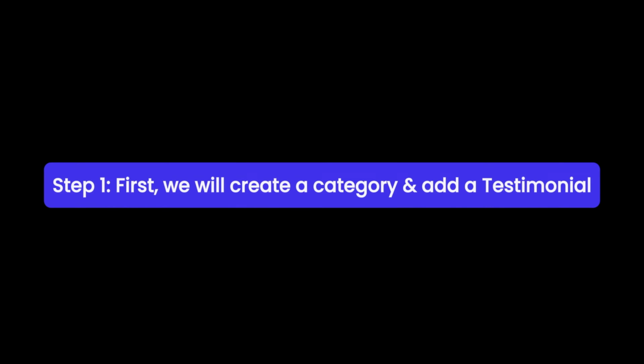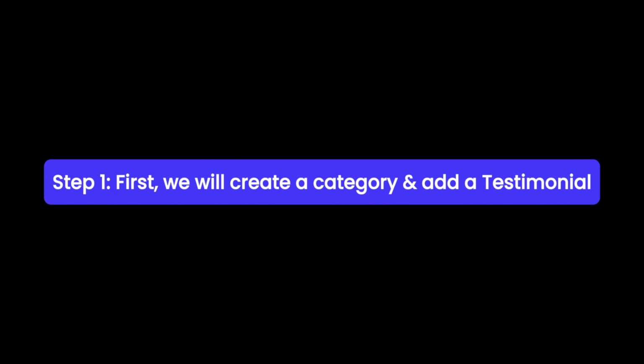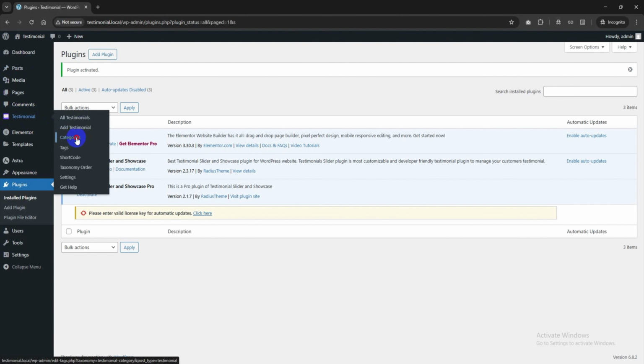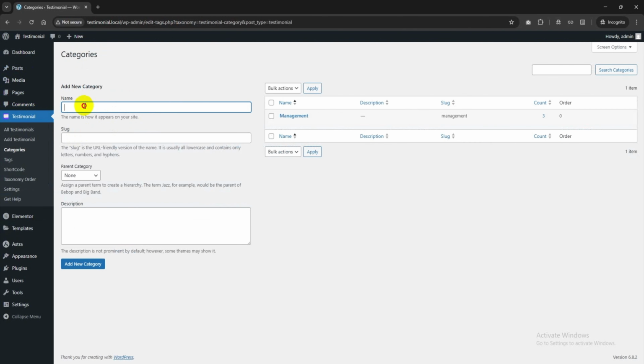Now in step 1, we will first create a category and add a testimonial. So for this, go to the testimonial category to add the new one. Provide a suitable name that you prefer. For example, marketing. And then save it. Here it is.